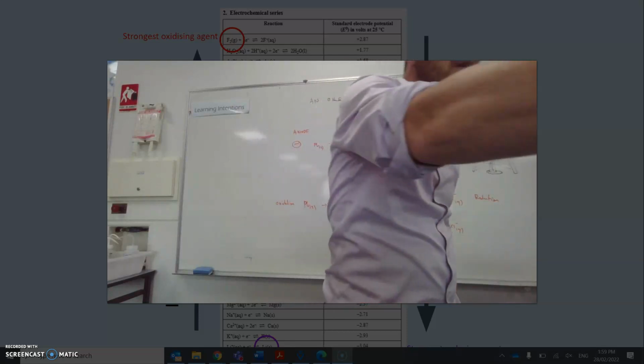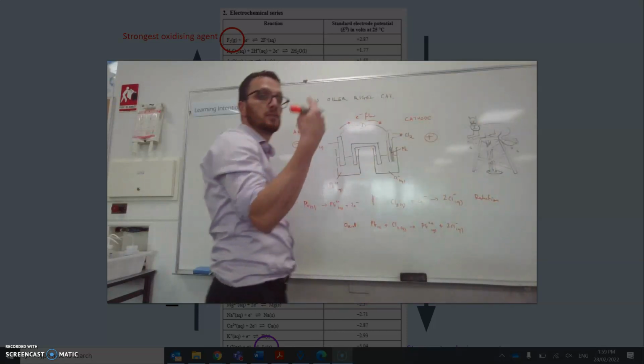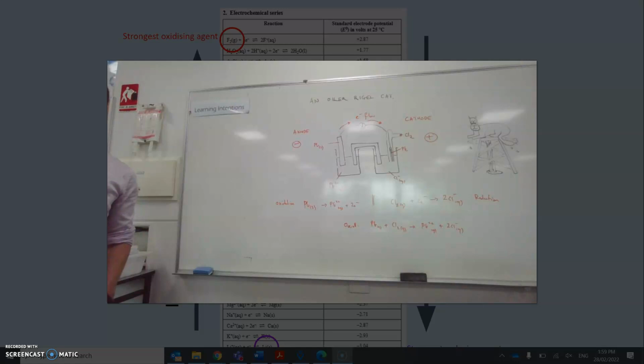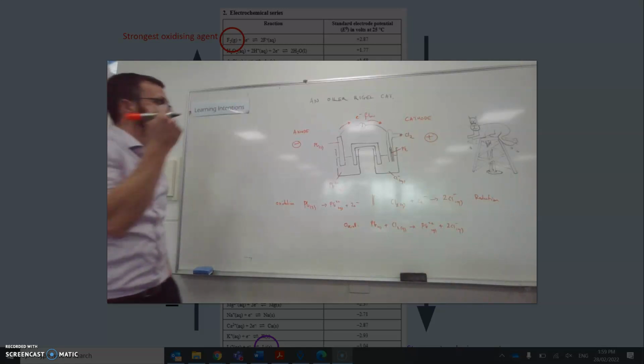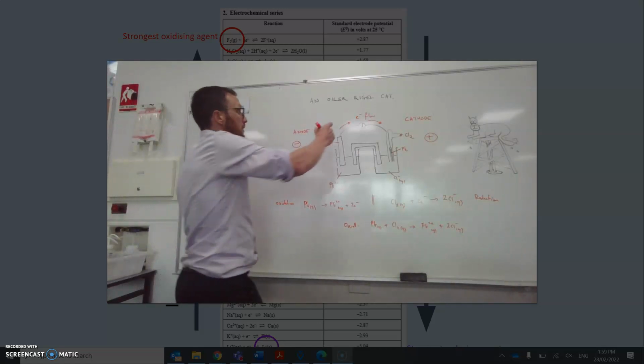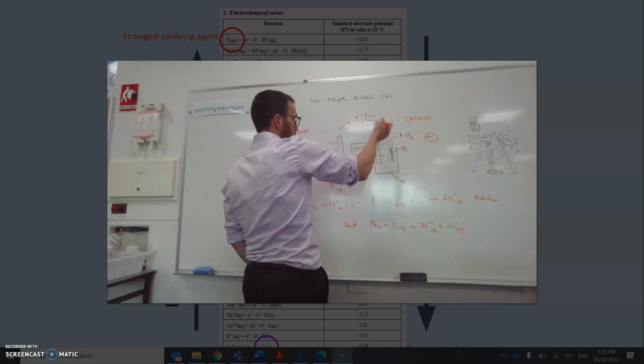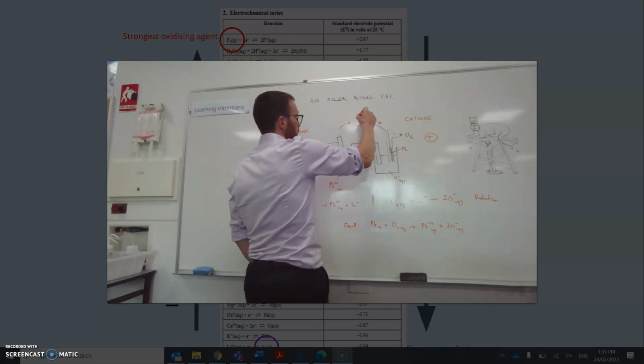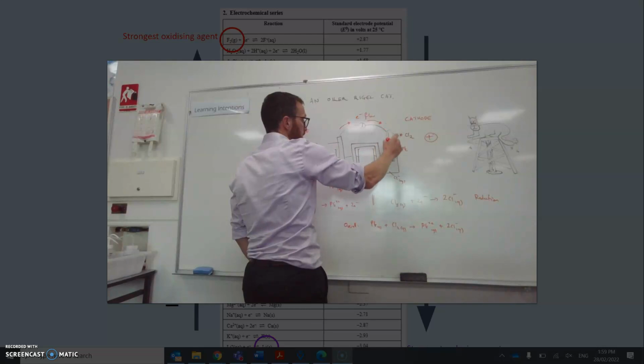Something about neutral. There's a particular word that's missing. Electrical, right? Maintaining electrical neutrality. So, let's say I've got potassium nitrate as my salt bridge. So electrons going in this direction.